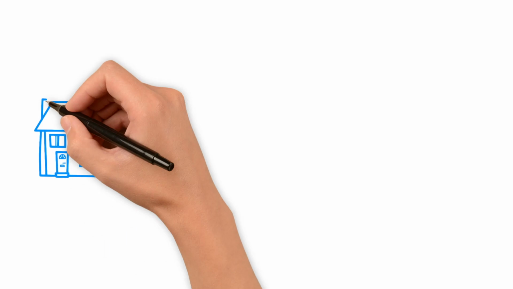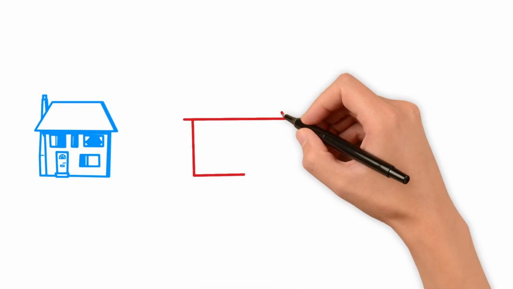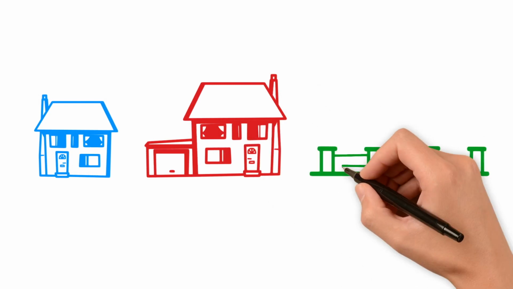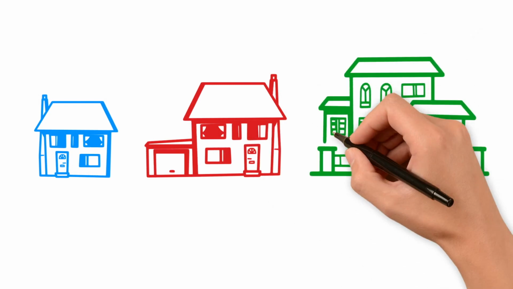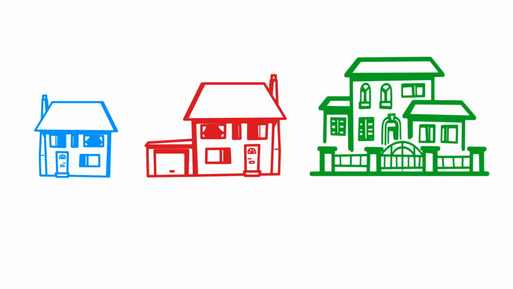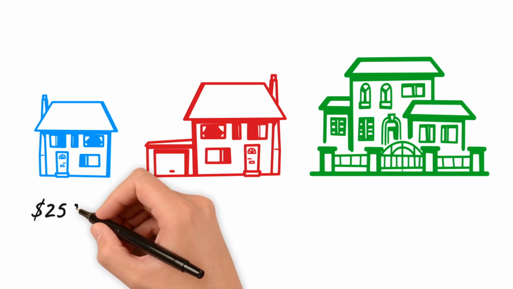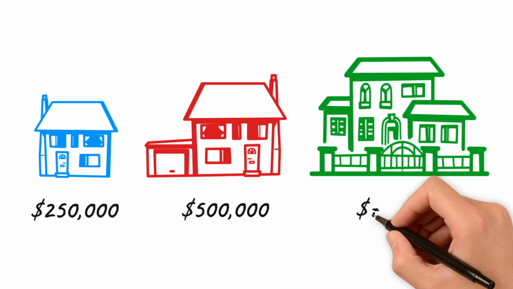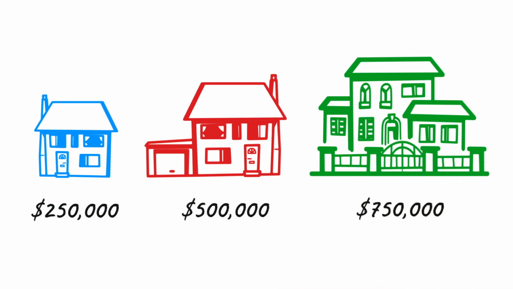But how much tax does each property owner pay? Let's look at an example. Imagine there are just 3 houses in Cold Lake. Each property is different and has a different value. The blue house has a market value of $250,000. The red house is valued at $500,000, and the green house has a value of $750,000.